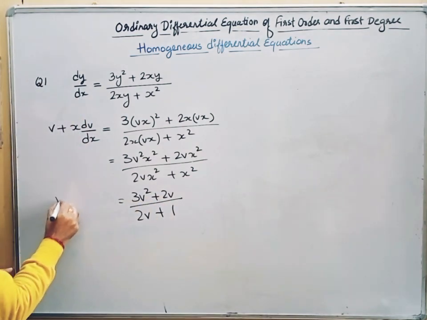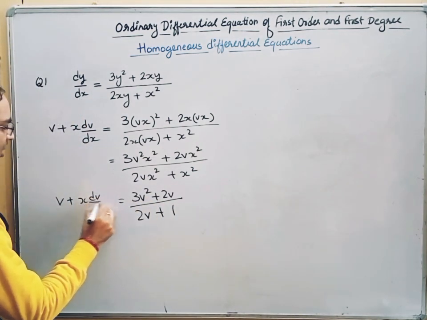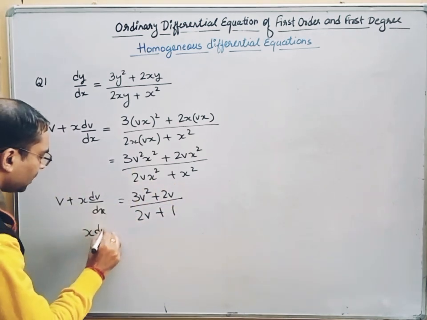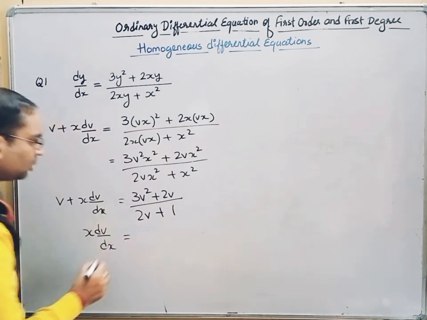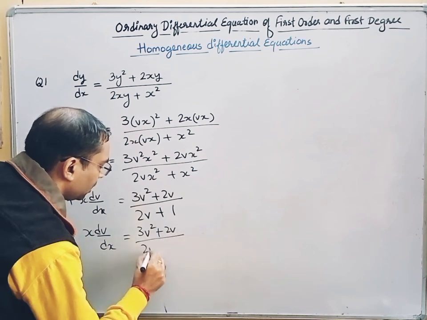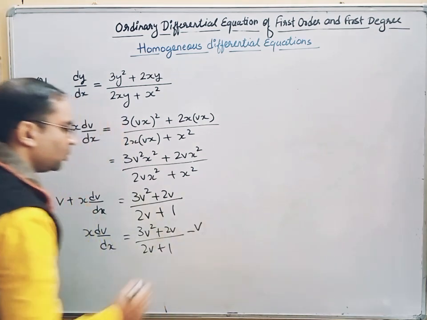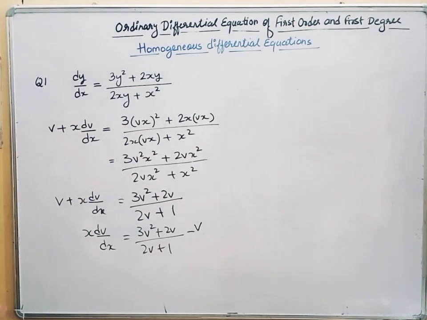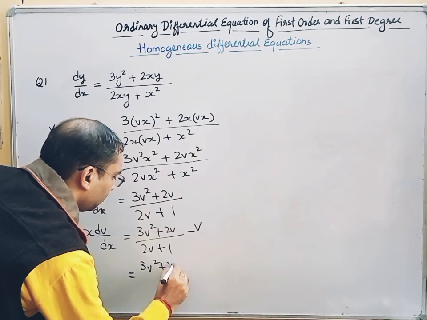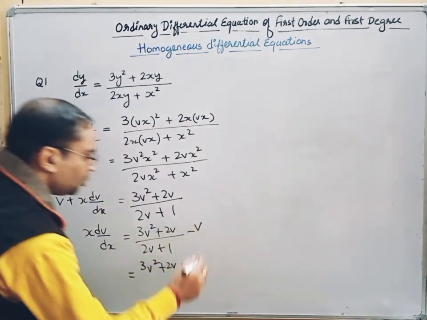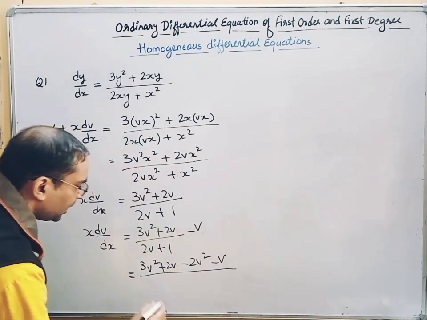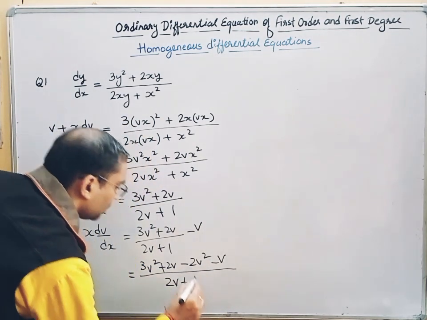So on the left hand side, this is v plus x dv upon dx. We'll take this v to the right hand side. So this will be x dv upon dx is equal to 3v square plus 2v upon 2v plus 1 minus v. Now we'll solve this by taking the LCM. So this will become 3v square plus 2v minus 2v square minus v, divided by 2v plus 1.